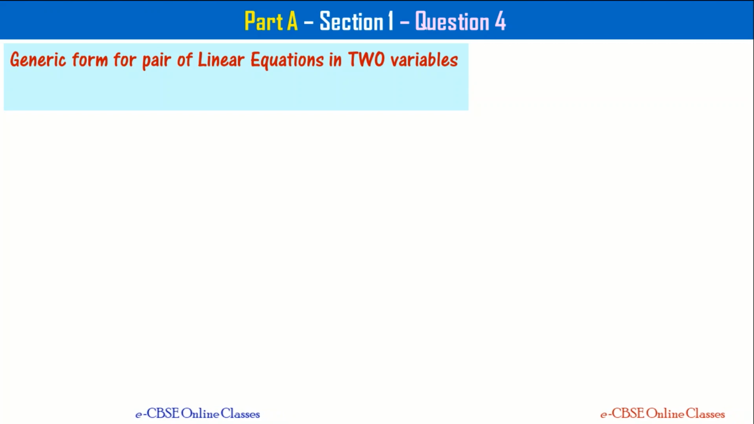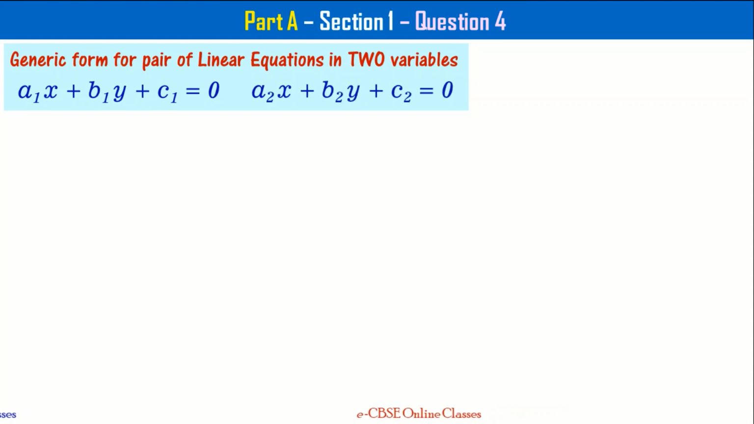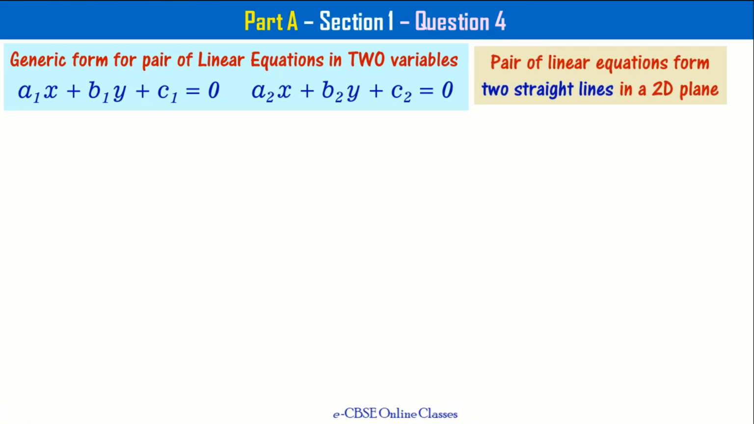We know that the generic form for a pair of linear equations in two variables can be written as a1x plus b1y plus c1 equal to 0 and a2x plus b2y plus c2 equal to 0, right? And any linear equation in two variables can be a straight line in a 2D plane. It means that a pair of linear equations form two straight lines in a 2D plane.